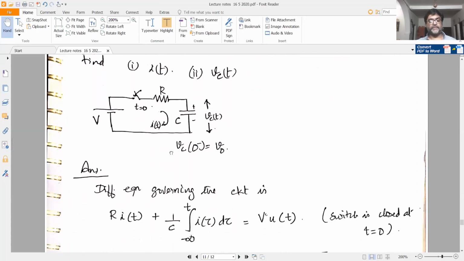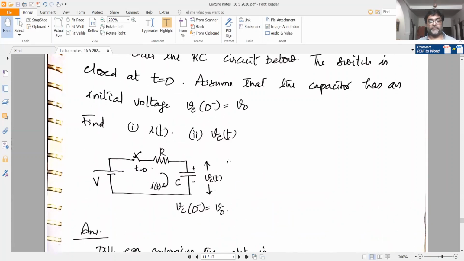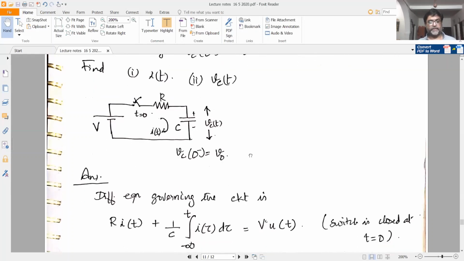So the differential equation that governs the circuit, you are asked to find out I of t and Vc of t. You need to find what is I of t. I of t is the current flowing through the circuit. It's the current flowing through the capacitor. And what is Vc of t? Vc of t is the instantaneous voltage across the capacitor. So the capacitor has got an initial voltage of V0. So the instantaneous voltage increases from V0.